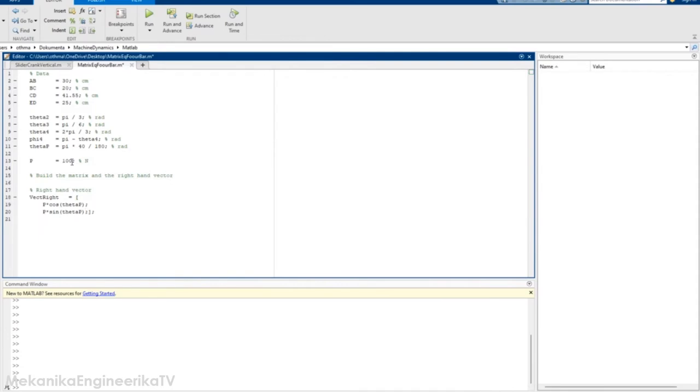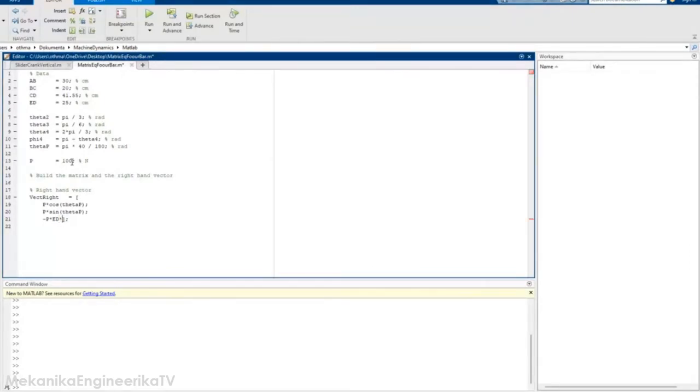Again, I will put a semicolon to tell MATLAB that I move to the row after. And the last, the third non-zero element is minus P times ED. Again, for MATLAB, it doesn't know if it is a distance or not. It just knows that there is one variable called ED, and this variable has the value of 25. This is all that MATLAB knows about this one.